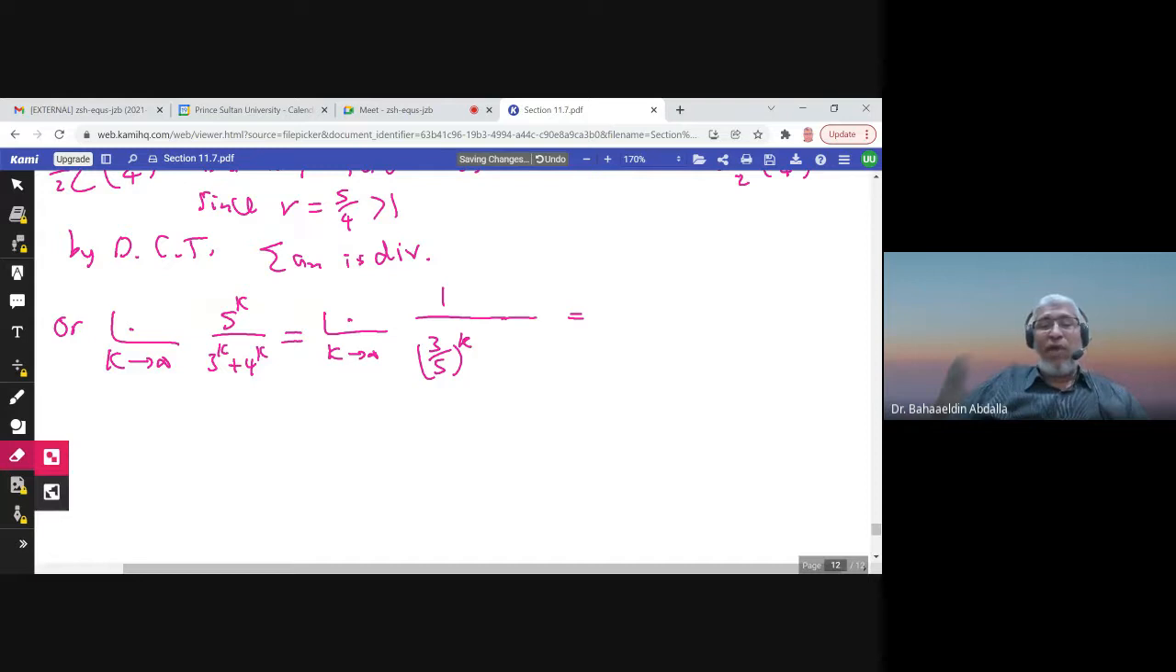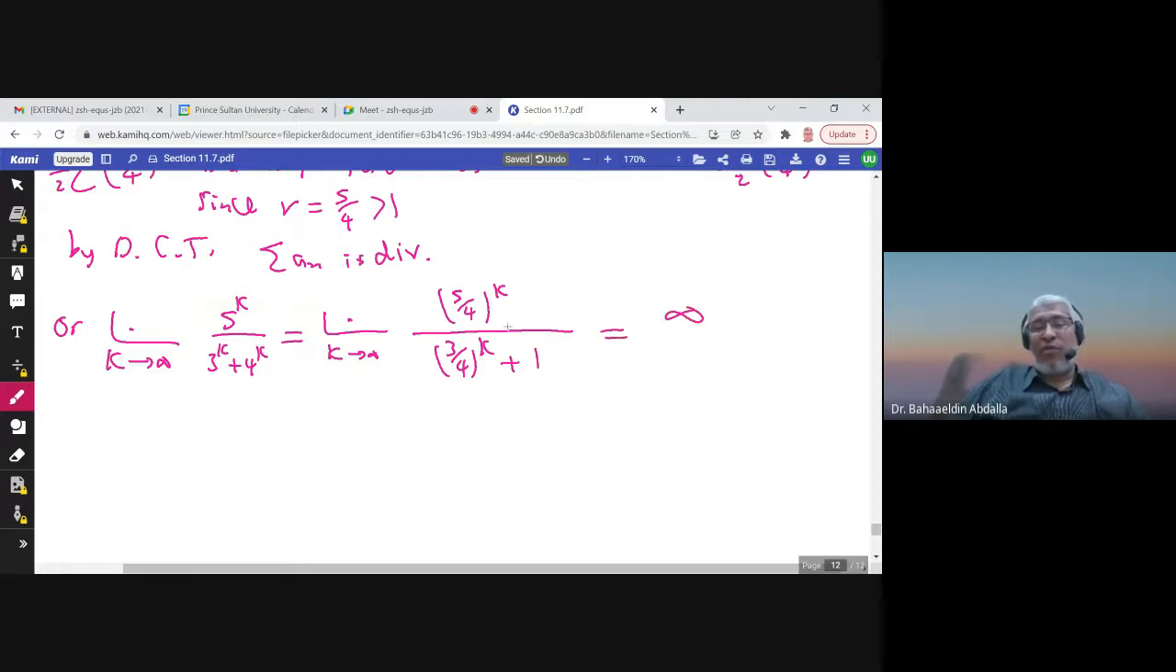Or you can divide by 4 to the power k if you like. Both are correct. Both are possible. If I divide by 4 to the power k, I have 5 over 4 here to the power k. And here 3 over 4 to the power k. And here 4 to the power k over 4 to the power k, that's 1. And now what is the limit of 5 over 4 to the power k? The limit is infinity because 5 over 4 is greater than 1. While 3 over 4 to the power k, the limit is 0 because 3 over 4 is less than 1.